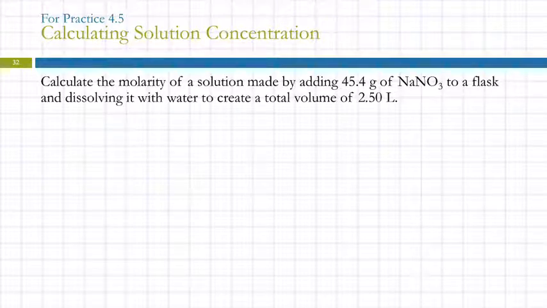So let's calculate the molarity of a solution made by adding 45.4 grams of sodium nitrate to a flask and dissolving it with water to create a total volume of 2.50 liters. So we're asked to calculate molarity. We can't do this just with dimensional analysis. We're not converting one unit to another. We have to use the equation. So molarity is moles of solute per liter of solution.